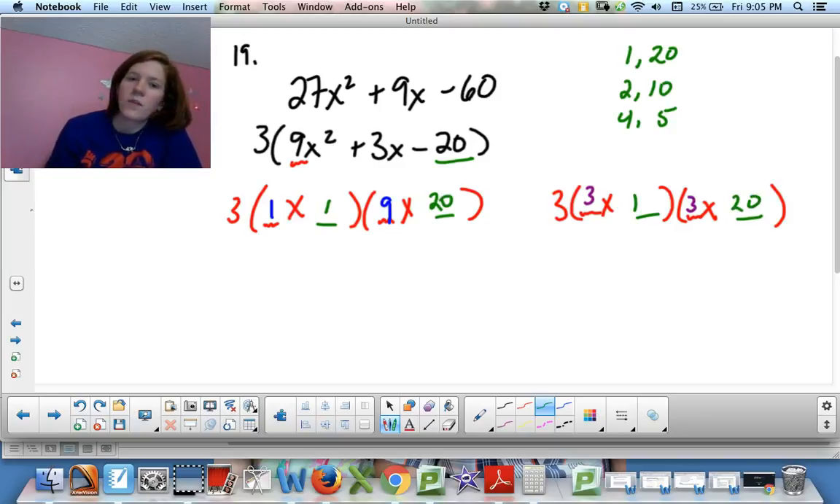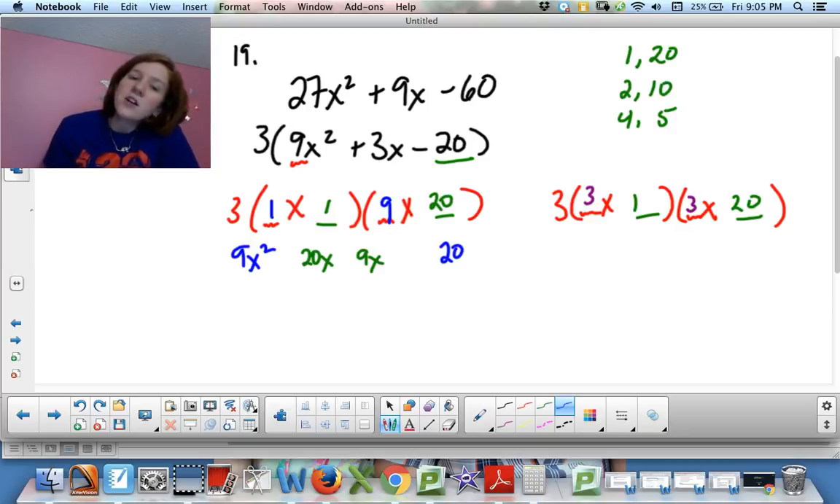Well, 1x times 9x I know every time is going to give me my 9x squared, right? Then though, I'm going to get 1x times 20 gets me 20x. 1 times 9 gets me 9x. And then 1 times 20 is going to give me 20. I know that 20 is always going to stay put. That's going to stay locked in.